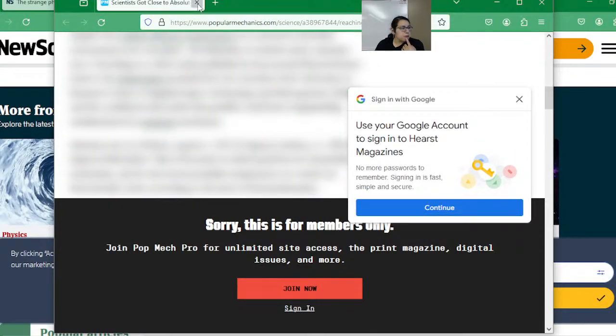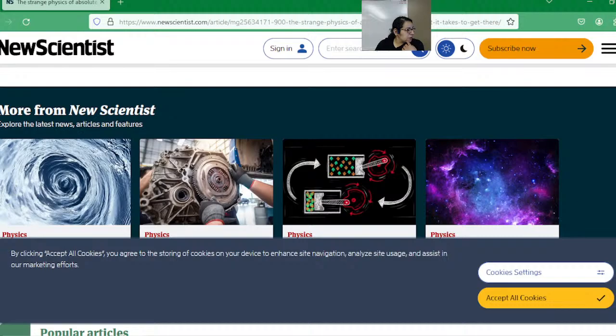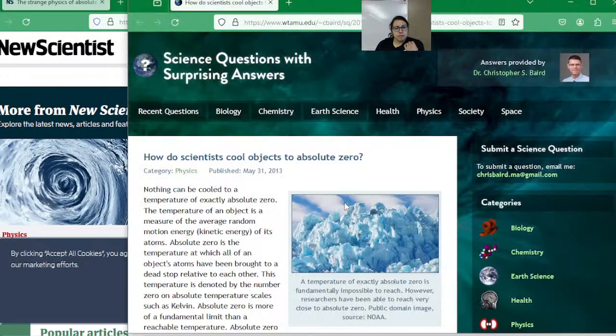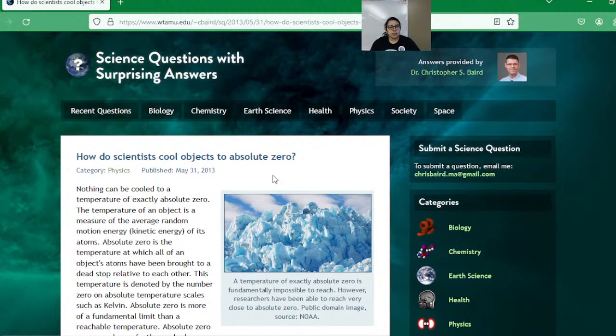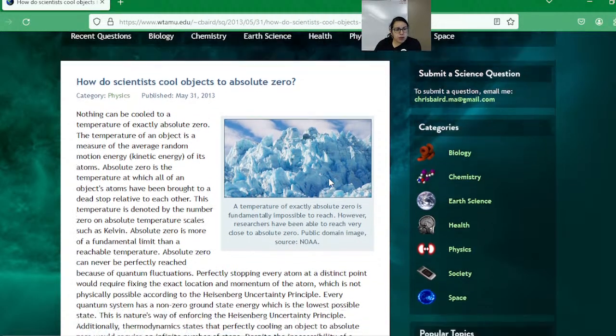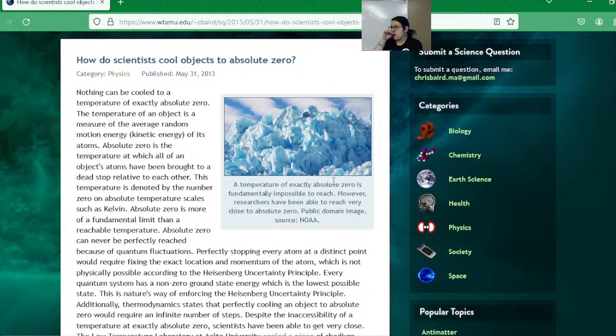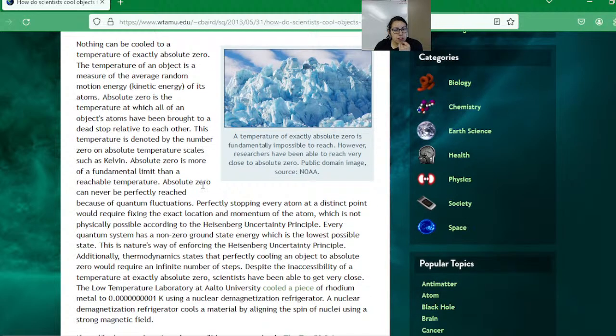Of course, now the problem with journalism is everything is paywalled. And so they do a lot of weird stuff. Sometimes they use lasers to try to cancel out the vibrational movement of the atoms, which is kind of crazy.